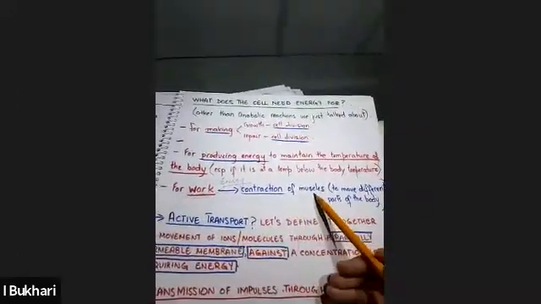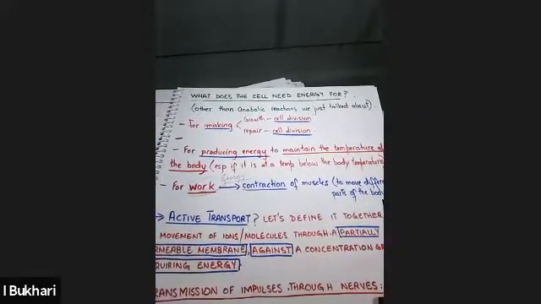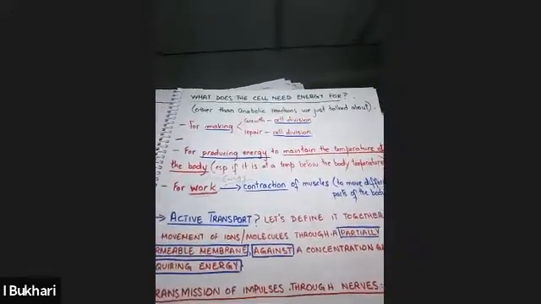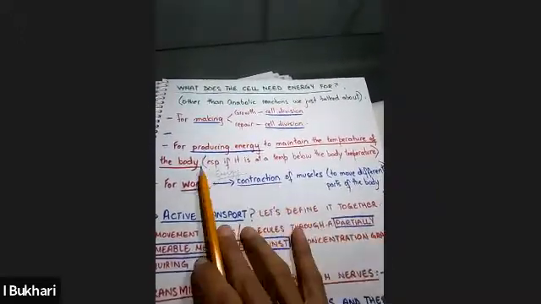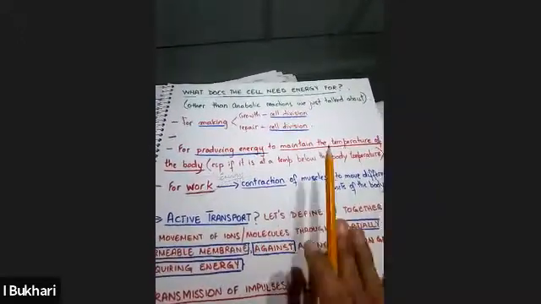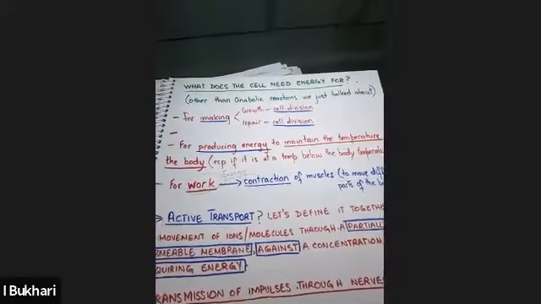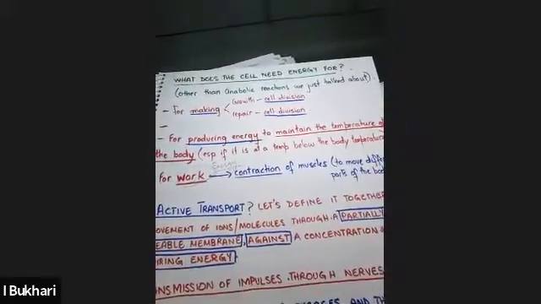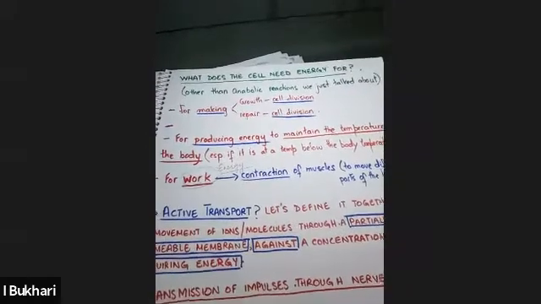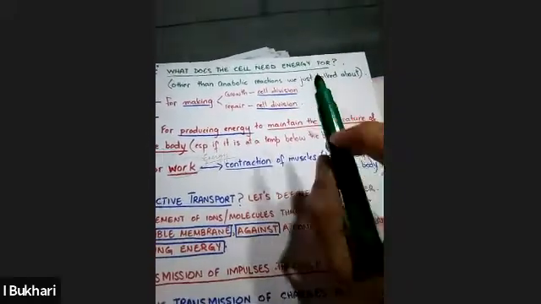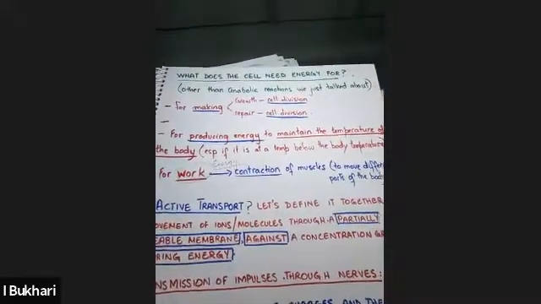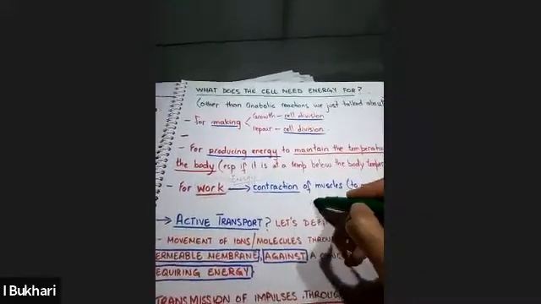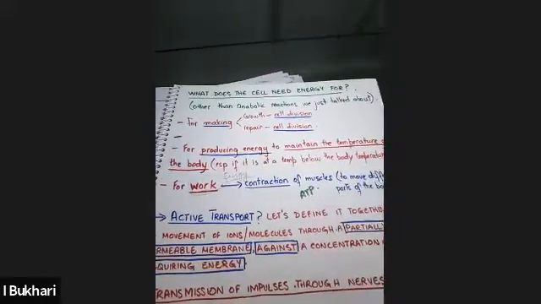Contraction of muscles to move different parts of the body. When our muscles contract, that is work. So for that we need energy, energy in the form of ATP. Muscles cannot use thermal energy. Muscles cannot, and no cell in our body can use thermal energy as a form of energy for its functions. It's always energy in the form of ATP.